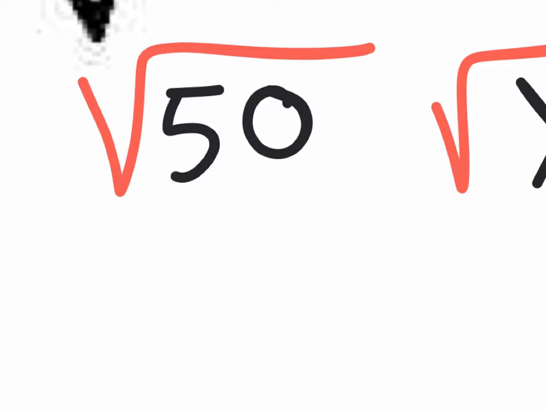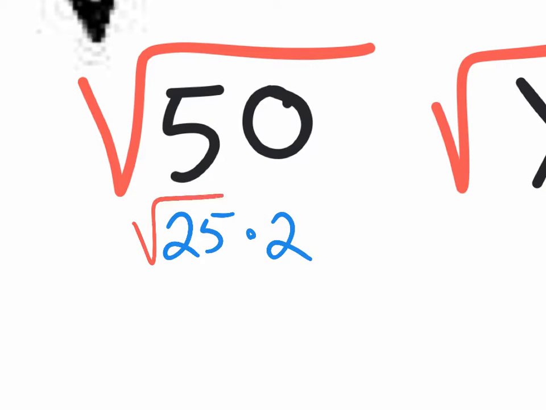The square root of 50. 50 is not a perfect square number, so I'm going to rewrite it with multiplication to get a perfect square number. 25 times 2, right? 5 times 10 is no good because 5 is not a perfect square, 10 is not a perfect square. But 25 times 2 is perfect because 25 is a perfect square number. And the square root of 25 is 5, and the square root of 2 is the square root of 2. So that's our answer so far.